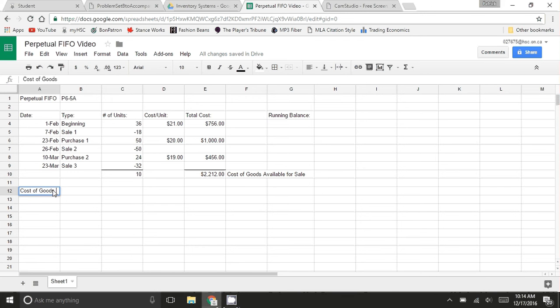And so I'm going to use a running balance on the side. This is just going to be a counter for how many units I have left as I enter in the sales and calculate the cost of goods sold. So I have 36 units for the beginning inventory, 50 units for purchase 1, and 24 units for purchase 2. And now I'm just going to move this over.